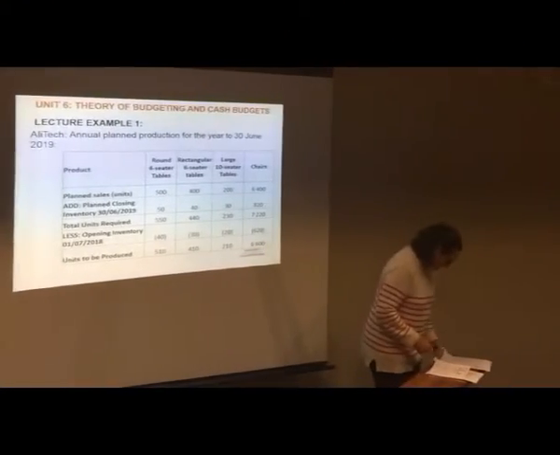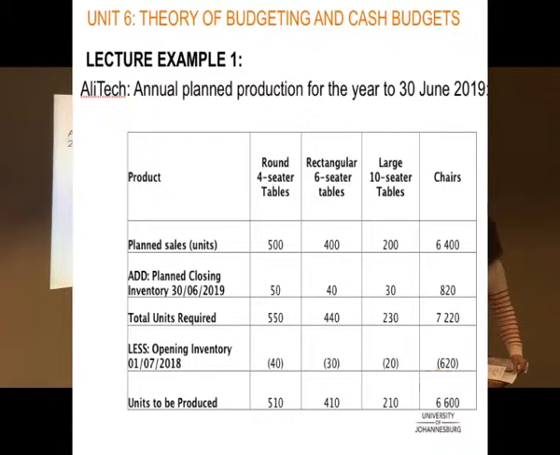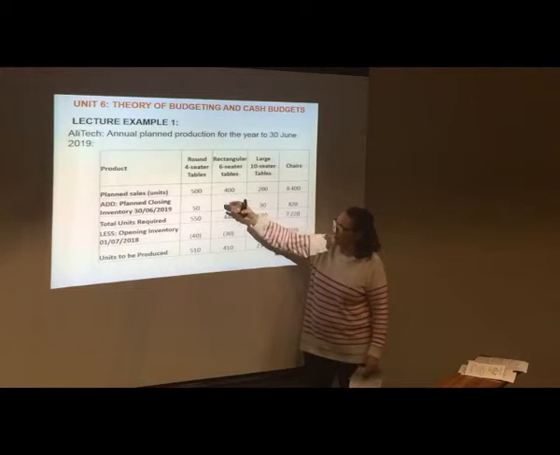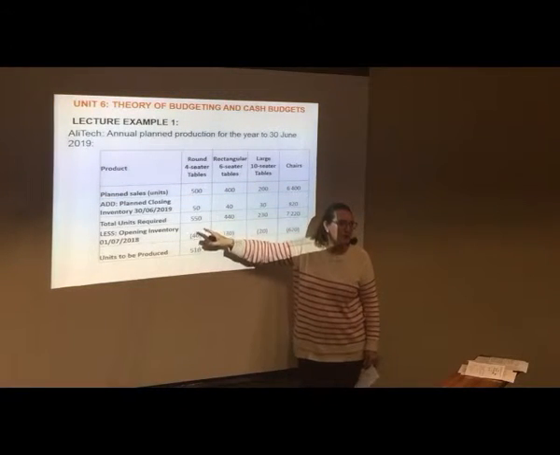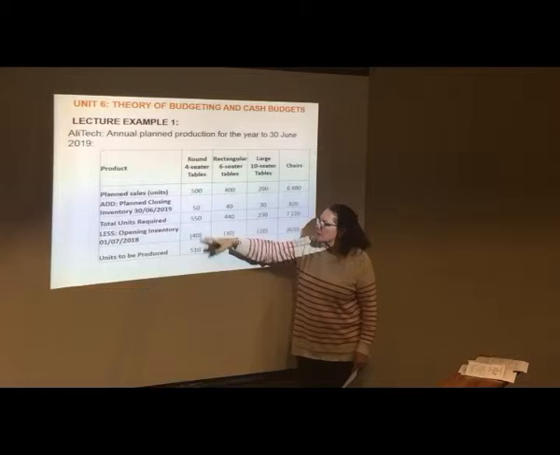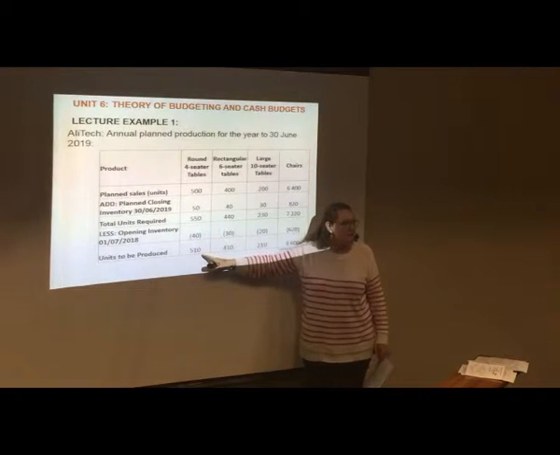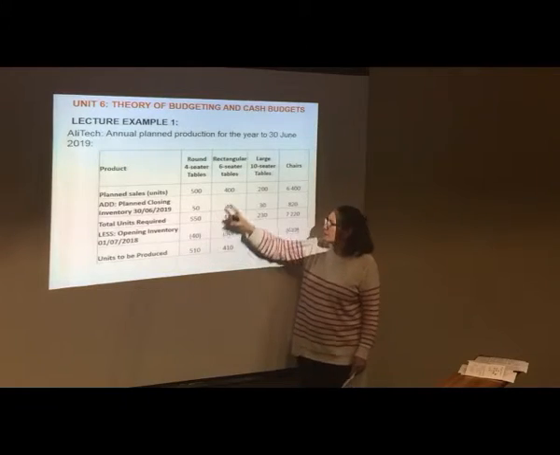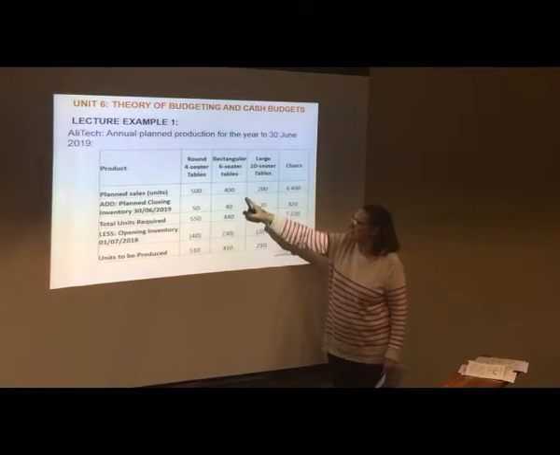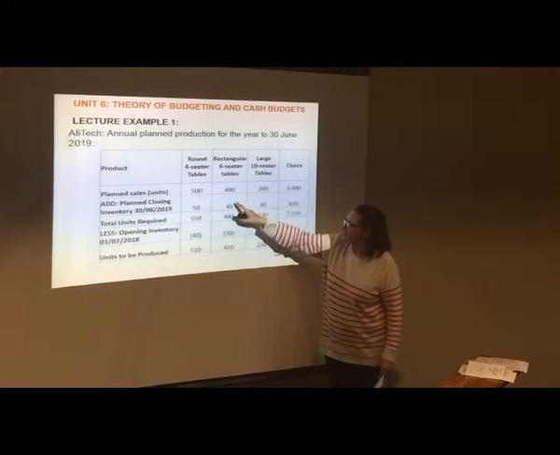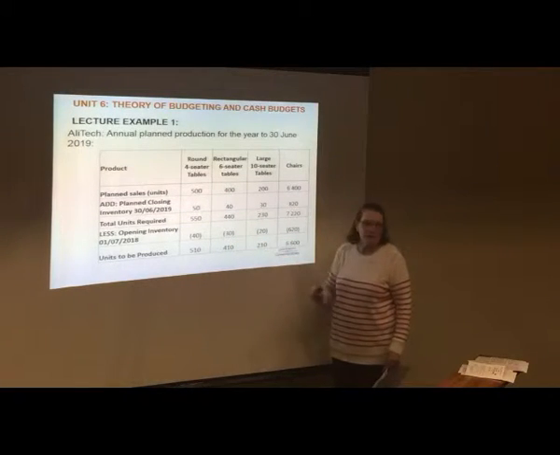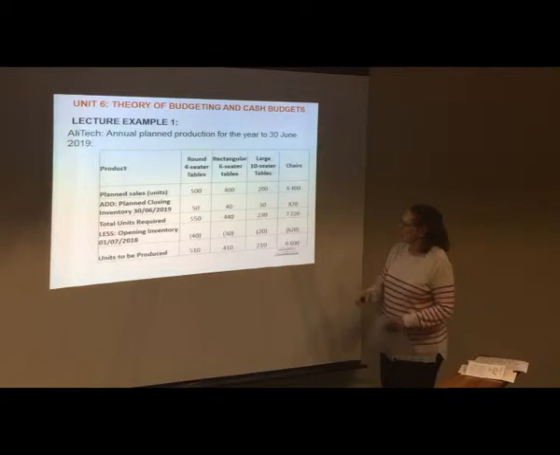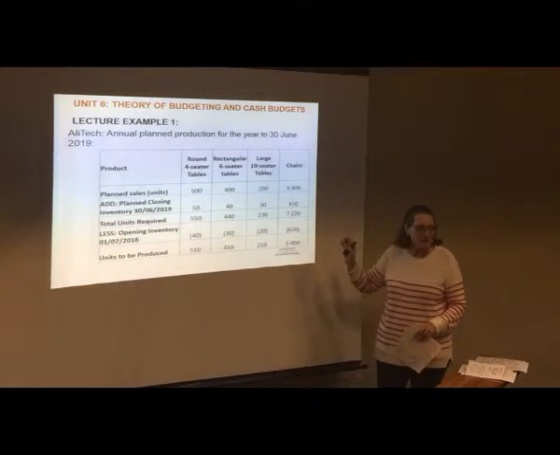We plan to sell 500 of the one, 400 of the other, 200 of the other, 6,400 chairs. We add the closing inventory. That tells us that we require 550 because we want to have what we're going to sell plus the closing inventory. But we've already got 40 in stock, so we only need to produce 510. Does that make sense? There we want to sell 400, we've got 40 in stock. We need a 40 closing inventory. That means we need a total of 440, but we've already got 30, so we need to produce 410, and on it goes, okay? So that is absolutely straightforward.